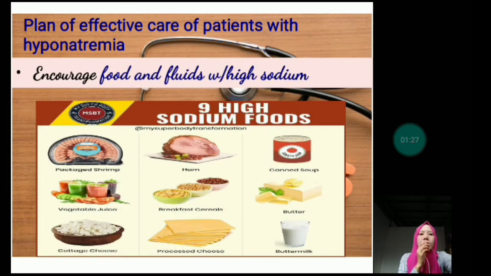The nurse encourages food and fluid with high sodium: packaged shrimp, vegetable juice, cottage cheese, ham, breakfast cereal, processed cheese, canned soup, butter, milk. The nurse encourages foods and fluids with high sodium content to control hyponatremia. For example, broth contains 900 mg of sodium and 700 mg of sodium in 8 ounces of juice.